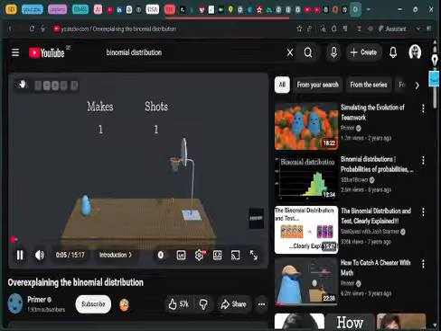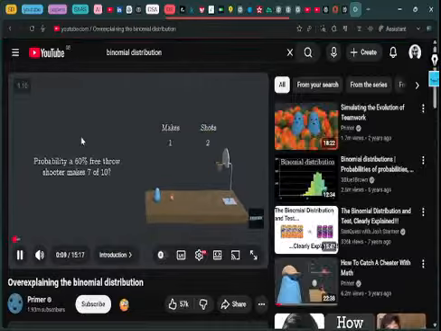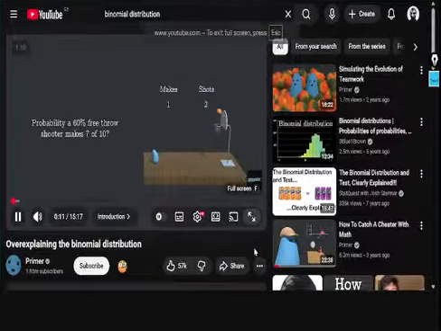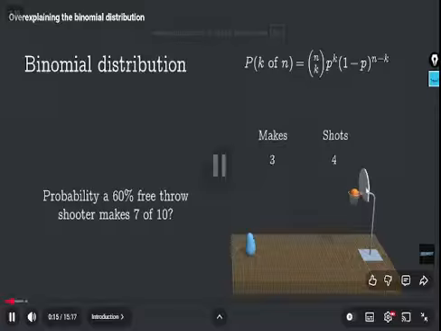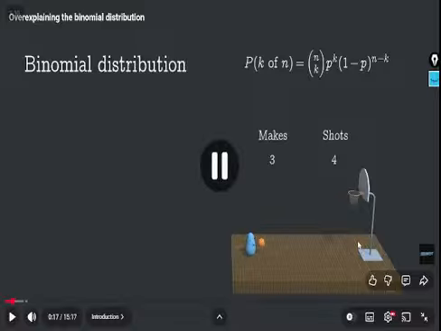If a 60% free throw shooter takes 10 shots, what is the probability that it makes exactly 7 of them? To answer questions like that, we can use this formula for the binomial distribution. And this doesn't just apply to free throws.